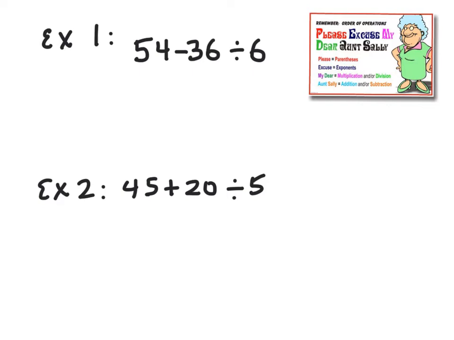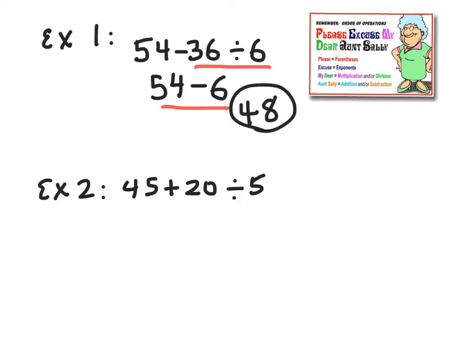Example number 1, 54 minus 36 divided by 6. If we look at our Please Excuse My Dear Aunt Sally, PEMDAS, we would see that division must be done before subtraction. So we would start with the division. 36 divided by 6 would be done first, not 54 minus 36. 36 divided by 6 is 6, and then we would subtract as the second and last operation. So 54 minus 6, this problem would equal 48.